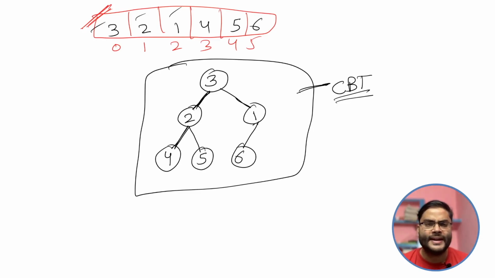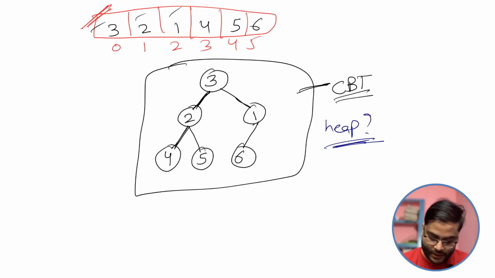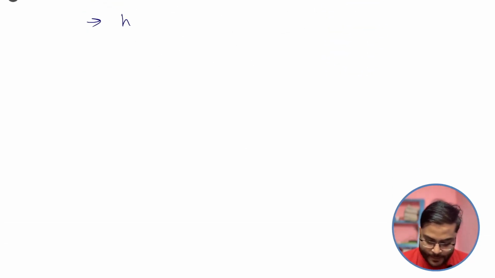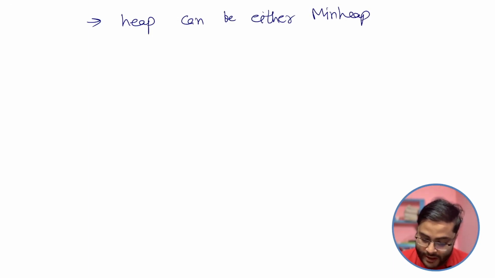So how can we create a heap from it? Is this a heap? It is a complete binary tree, we know that, but is it a heap? No. Why? Because heap has one more property. Heap is a complete binary tree, but it also contains one more property. What is that property? So heap can be either MinHeap or MaxHeap.